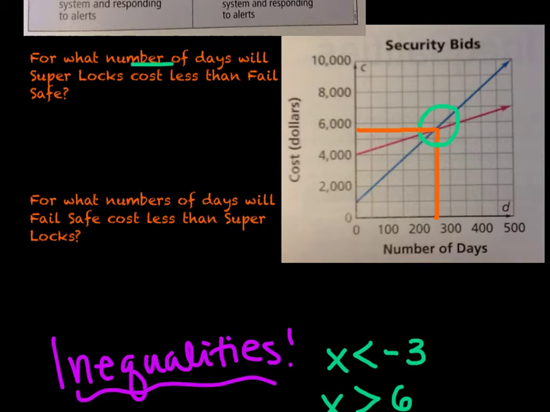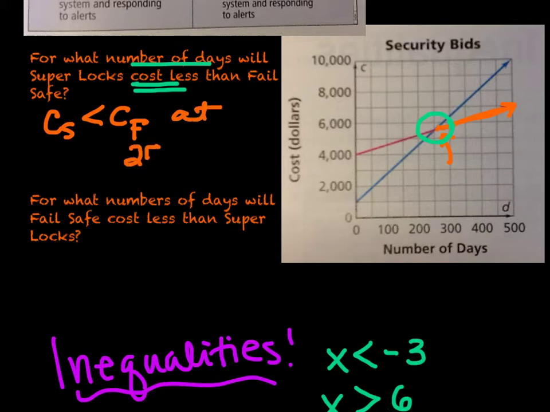For what number of days will Superlocks cost less than Failsafe? In this situation, if we look at our initial graphs, Superlocks started out much higher and ended up growing at a very slow rate. However, we're not necessarily looking at that information. We are looking for when Superlocks is cheaper. So we are looking at this information: when was Superlocks cheaper than Failsafe? That's the point in time when these graphs switch spots, and that happens at that intersection point that we were just discussing. So at that intersection point, we can see that Superlocks is cheaper. So C sub S, Superlocks, is less than Failsafe at 250 days plus. So at 250 days, if I put that information in, Superlocks would be cheaper.